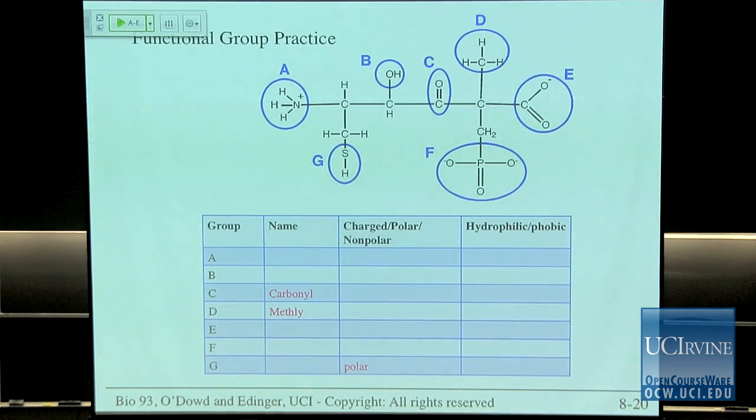Okay, so I'm going to give you a few minutes to work together with your group to take some of this information I've just gone through with you and apply it to see if you can remember what each of these functional groups is called, if they're charged, polar or nonpolar, and do they confer hydrophilic or hydrophobic properties on the molecule. And then we'll go over it together.